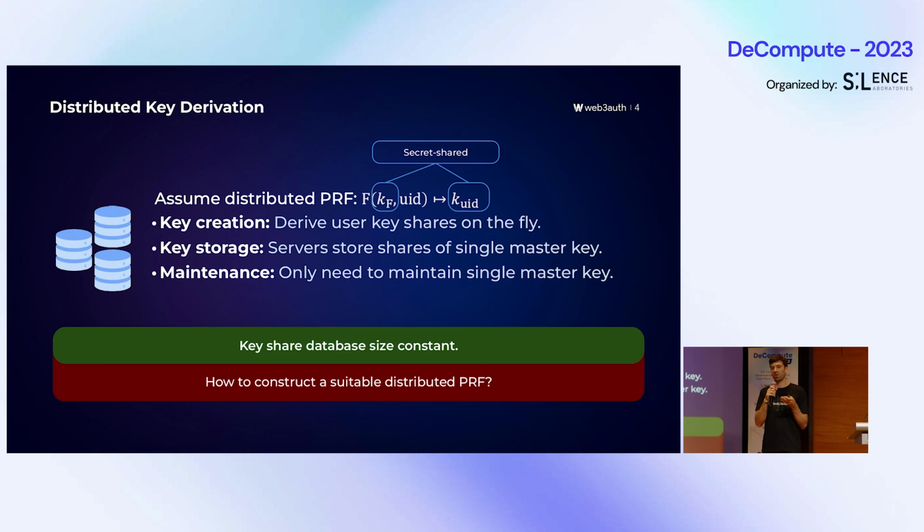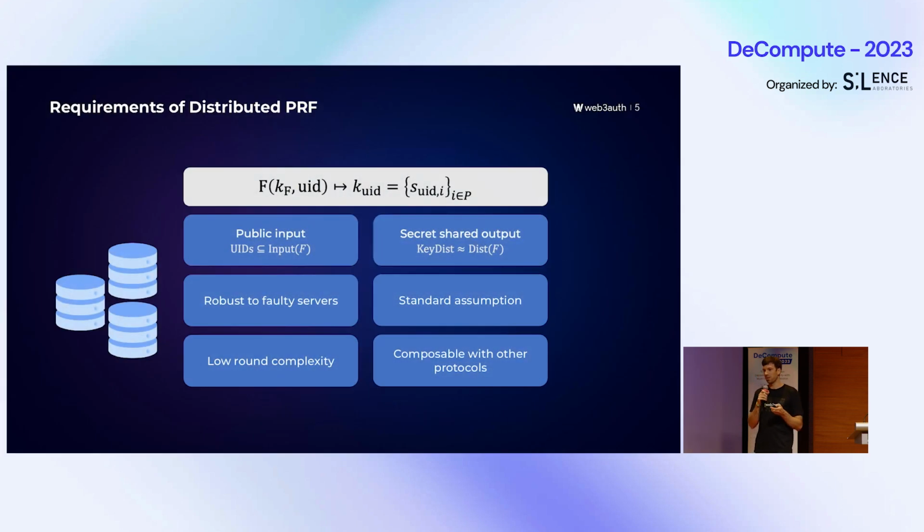And the question, of course, is how do we realize a distributed PRF protocol that is useful and works for our application? So what are the properties that we are aiming for? We have public inputs, as I said. The input space should include all of our user identifiers. Then our outputs should be secret shared outputs, distributed according to the key generation algorithm of the scheme that we target. Think of ECDSA secret keys: our output should be secret shared values of ECDSA secret keys, for example.